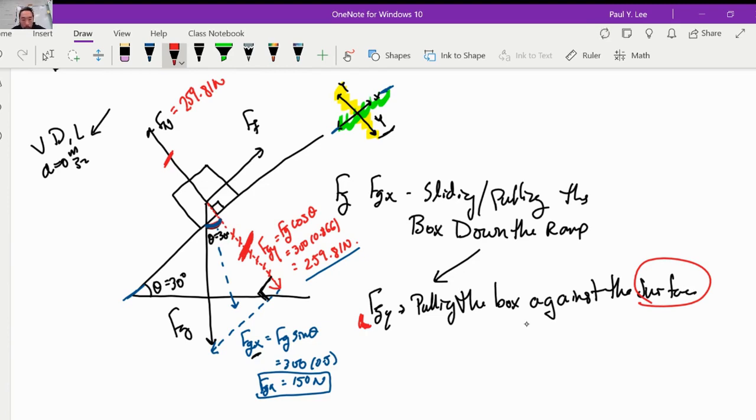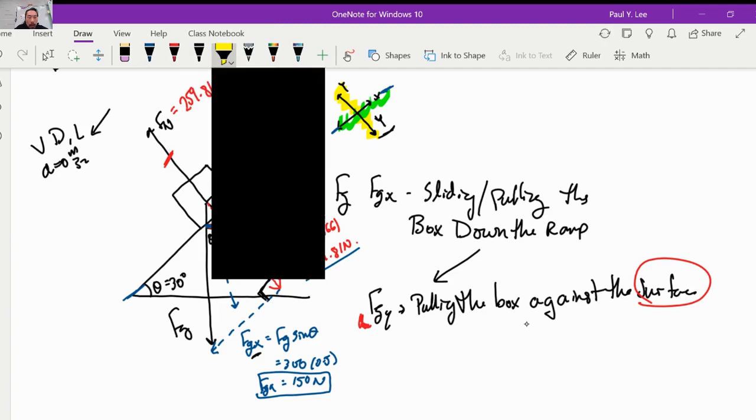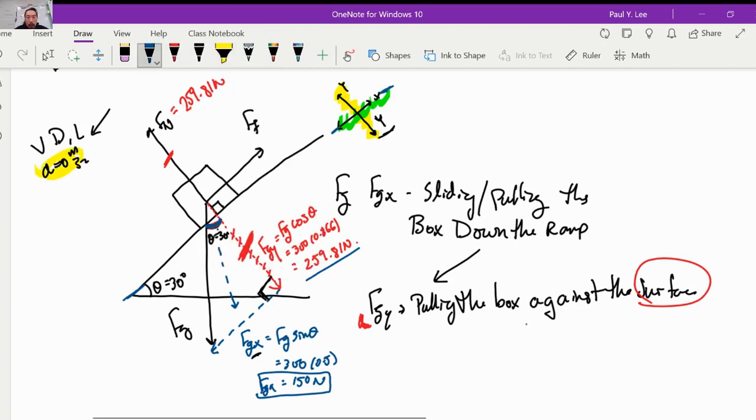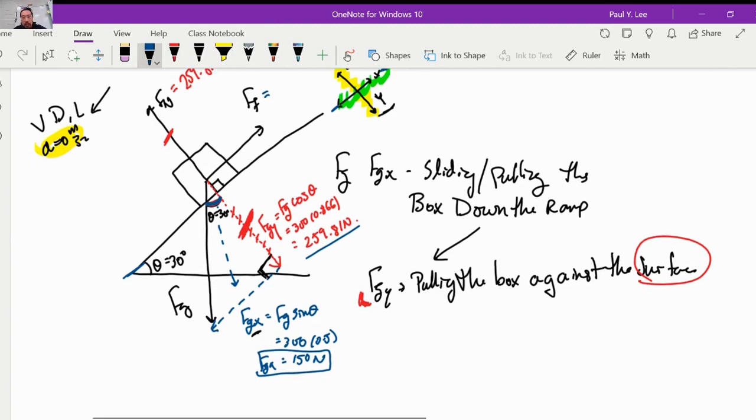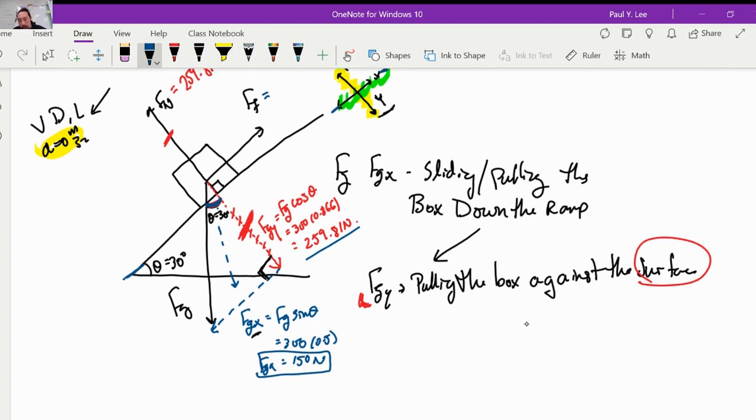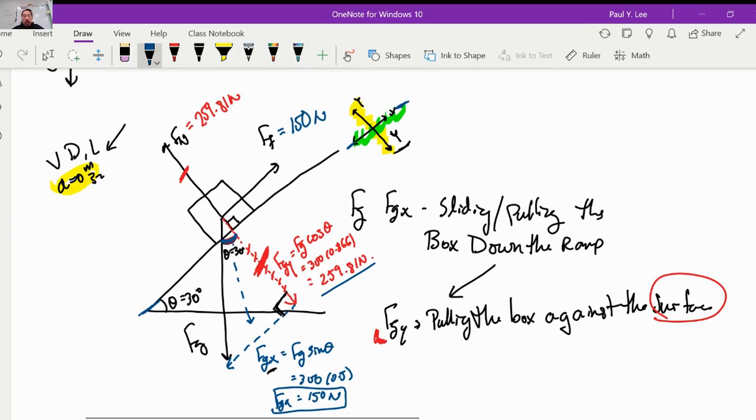Now, what about this force of friction? This force of gravity is sliding this box down the ramp, but it's moving with a constant velocity, and the acceleration is 0. And what's this force of friction doing? It wants to prevent it. Because the forces have to be equal, if the force of gravity is pulling it down the ramp with a force of 150, that means the force of friction is also going to be 150 newtons.